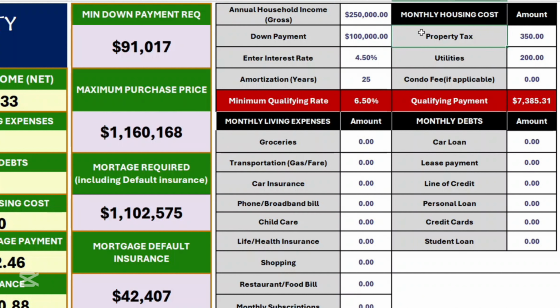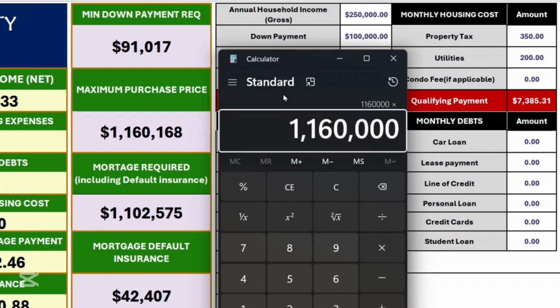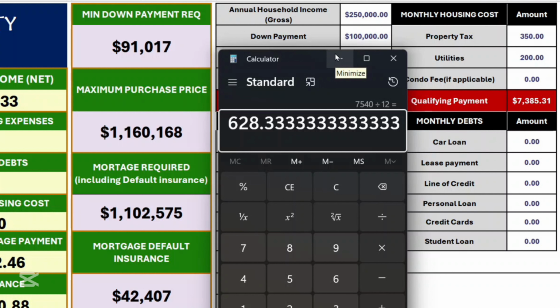If not, then the criteria for getting pre-approved for a mortgage is whatever the purchase price of your home is, so in this case around $1.16 million, do 0.65% of that home value divided by 12. So that comes out to be the approximate monthly property tax which a lender considers to make you qualify for a mortgage. The actual can be lesser than this one as well. So what I'm going to do is I'll be putting, let's suppose, $600 as a monthly property tax.